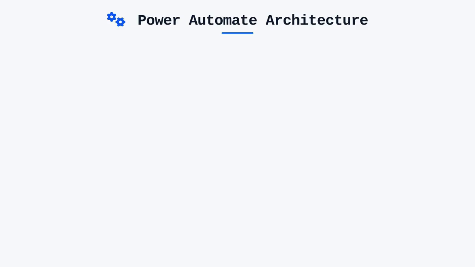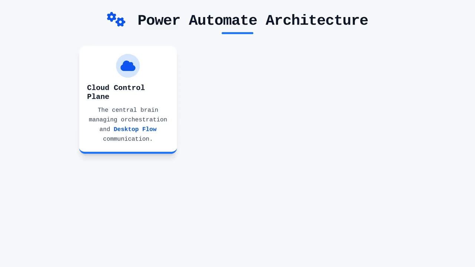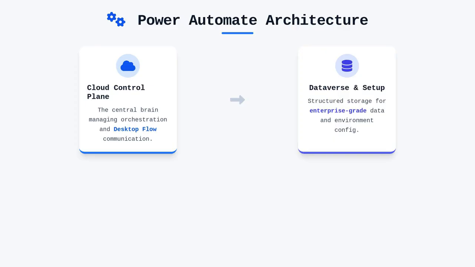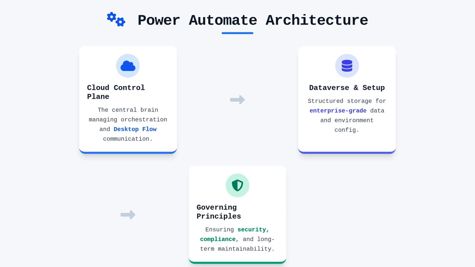Our journey begins by examining the core architecture of the Power Automate ecosystem, specifically how desktop flows communicate with the cloud control plane. We will move beyond basic concepts to address the configuration of development environments, the necessity of Dataverse for structured storage, and, crucially, the governing principles that keep your automation enterprise-grade. Many developers fail the PL-500 because they focus solely on the script rather than the infrastructure. We will ensure your solutions are secure, compliant, and architected for long-term maintenance rather than temporary convenience.